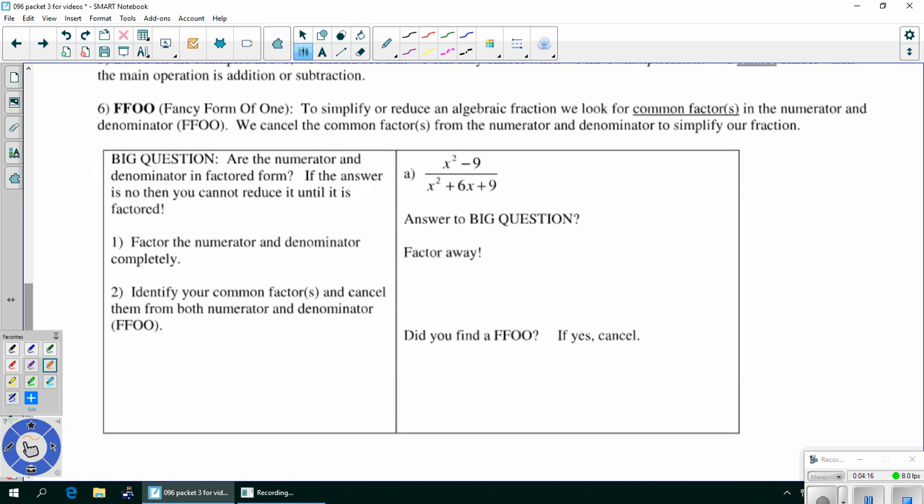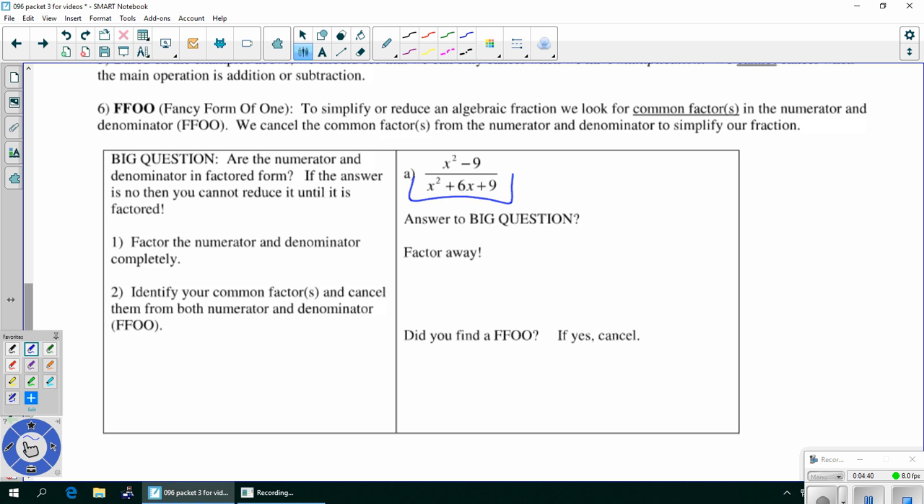All right, so the main idea in number 6 here, to simplifying or reducing algebraic fractions, is to look for common factors in the numerator and denominator. And if you have a common factor, then you really have a one, and you're allowed to cancel the common factor. So let's take a look at this first example. X squared minus 9 over x squared plus 6x plus 9. Our goal is to reduce this fraction as much as possible.